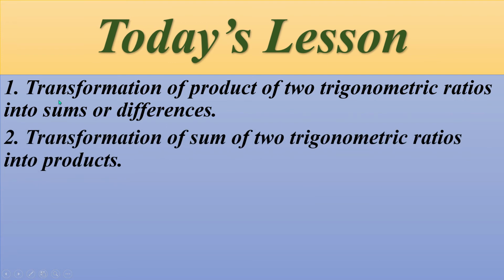Today's lesson: number 1, transformation of product of two trigonometric ratios into sums or differences. And number 2, transformation of sum of two trigonometric ratios into products. At first, product into sums or differences, and number 2, sum or differences of two trigonometric ratios into products. Now follow.